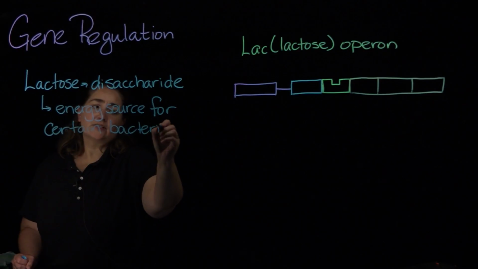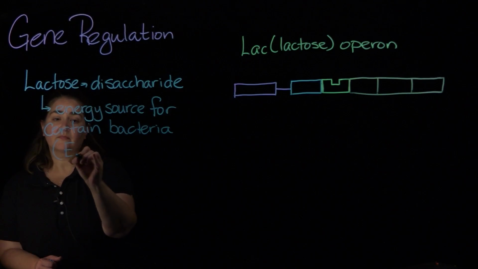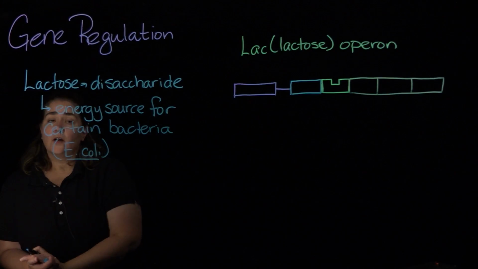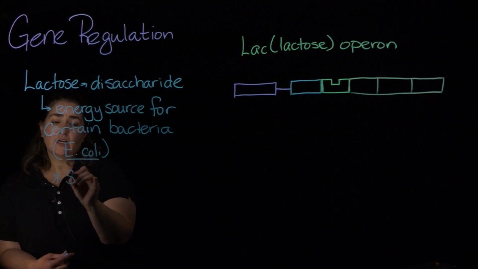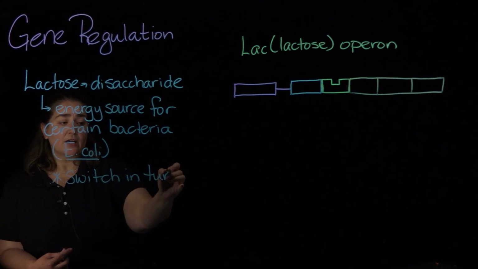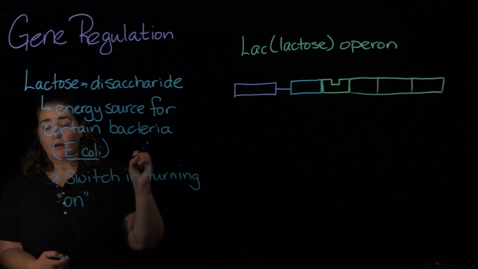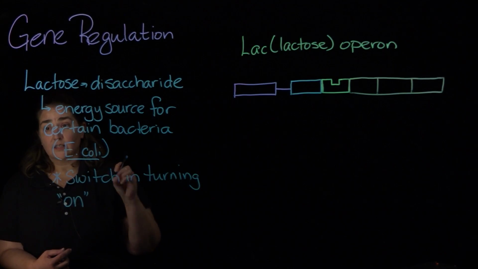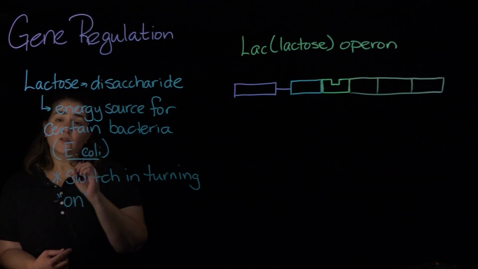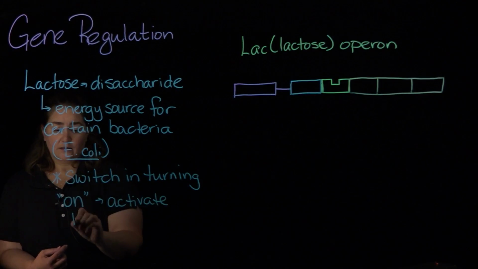An example of a bacteria that is going to have the Lac Operon is E. coli, okay? But essentially, lactose is going to be our switch in turning on our genes in the bacteria, okay? So lactose is going to activate transcription.